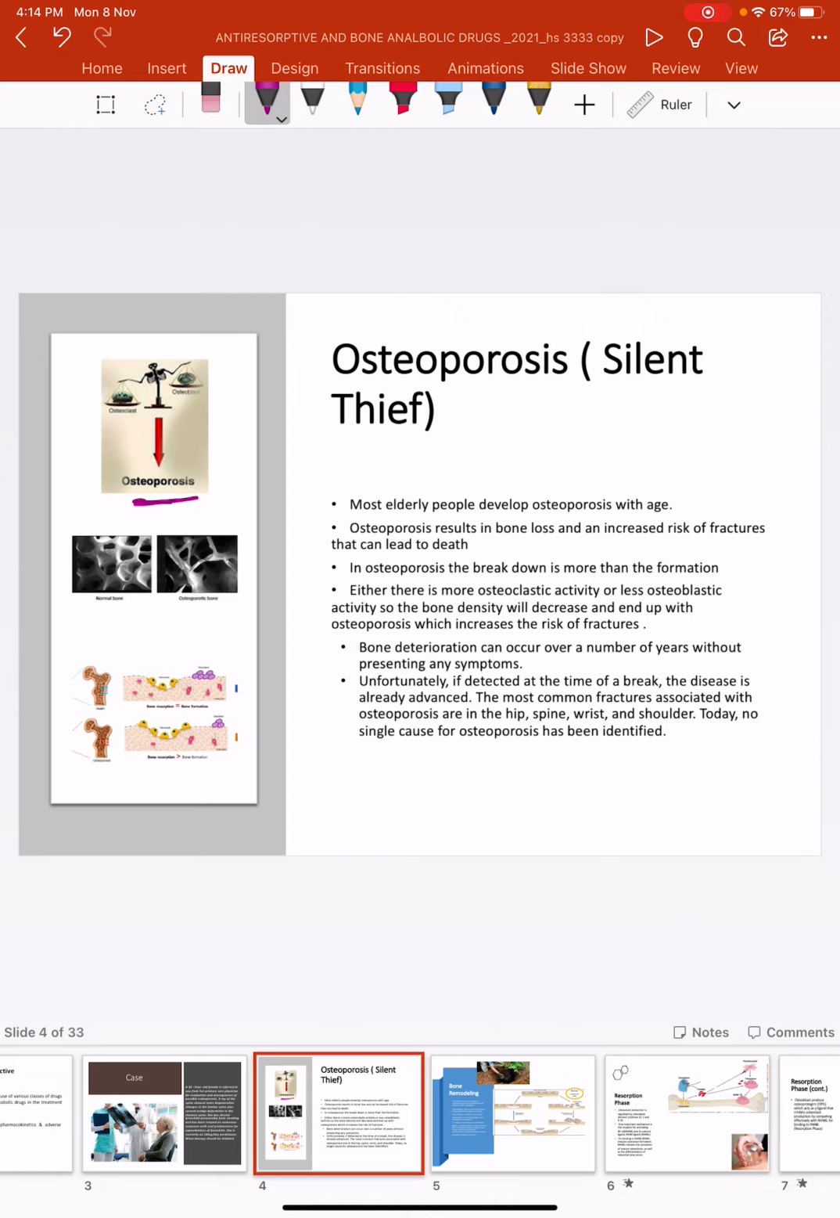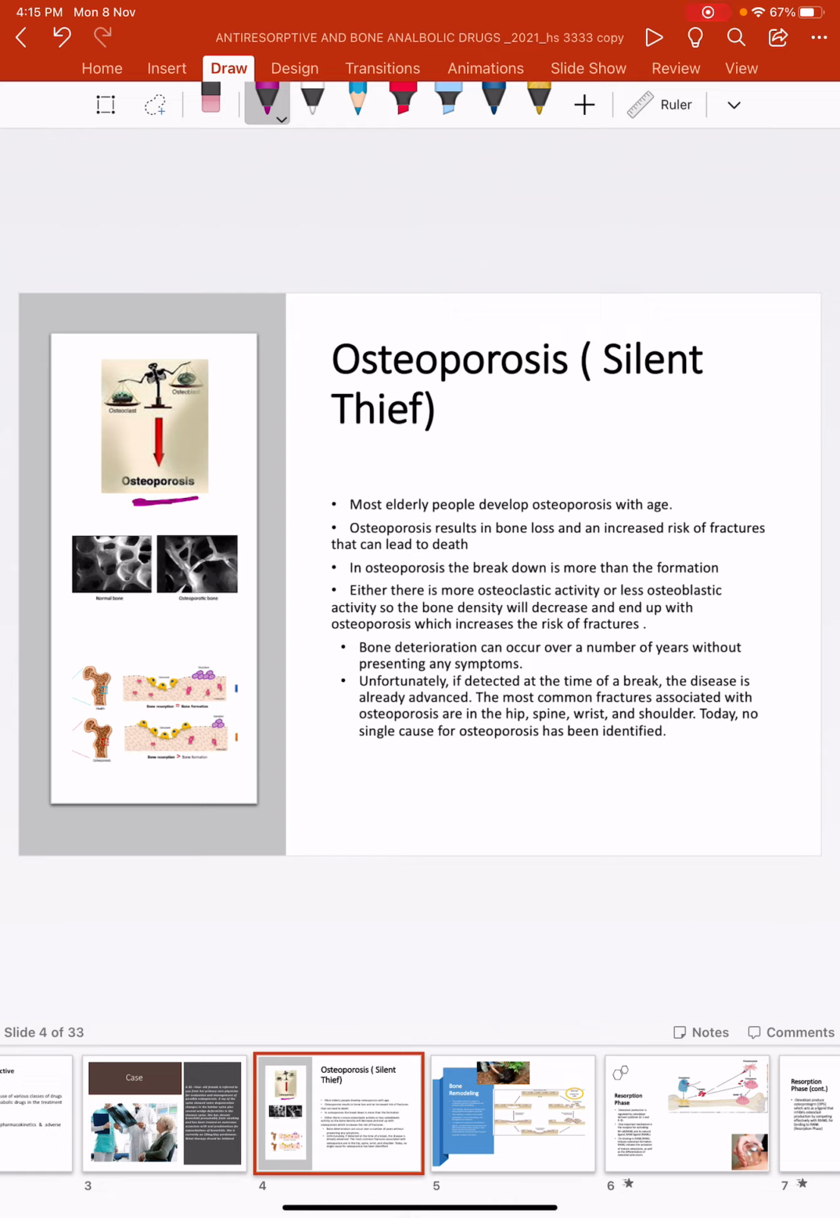If I'm normal, it's basically this, right? So we have an issue here with osteoporosis. Osteoclastic activity is more than osteoblastic activity. And the osteoclasts do what? They resorb the bone. And osteoblasts, they build the bone.